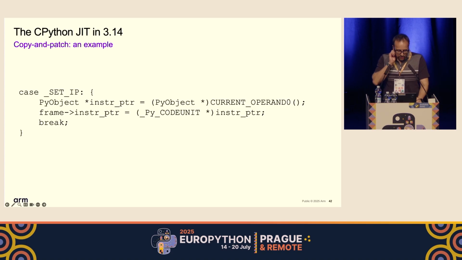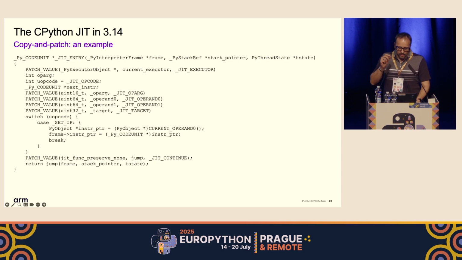So let's take a closer look at the _SET_IP micro-op. Its job is to update the instruction pointer of the frame. Very easy. And this is literally the code that implements it. We load the value of the operand, which is a pointer to the next micro-op instructions, and then set it as the new frame instruction pointer.